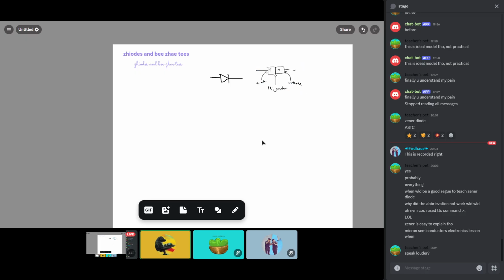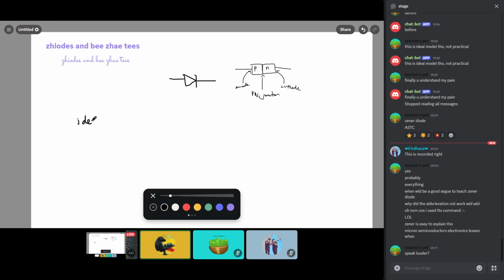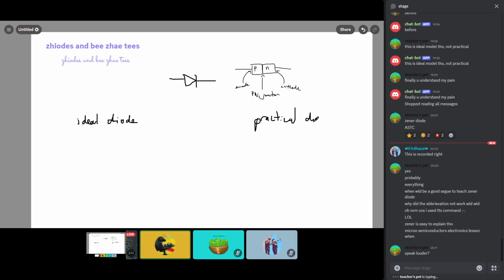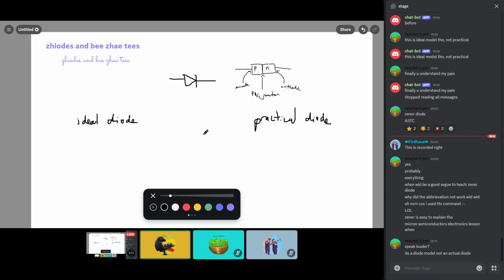Okay, so next thing I'm going to talk about is how to describe the behavior of a diode using graphs instead of just talking about it. So I'm actually going to draw two different types of graphs representing two different types of diodes. Okay, the first graph will be talking about an ideal diode, and the next one will be talking about a practical diode. Practical diode, and I'll talk about what these mean. Okay, so it's a model of a diode. Yeah, okay.